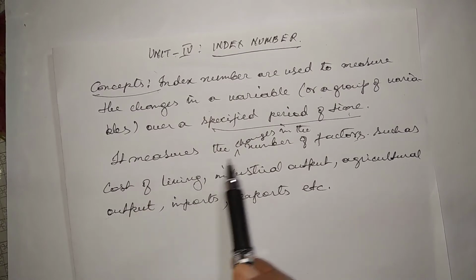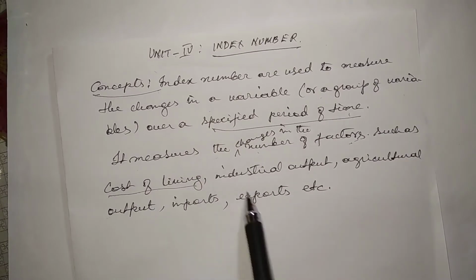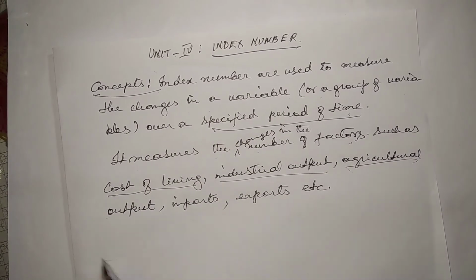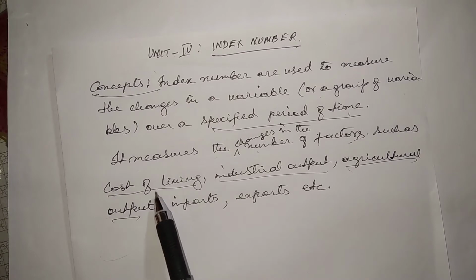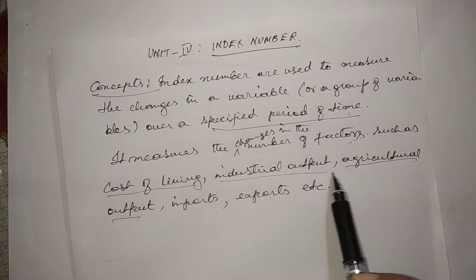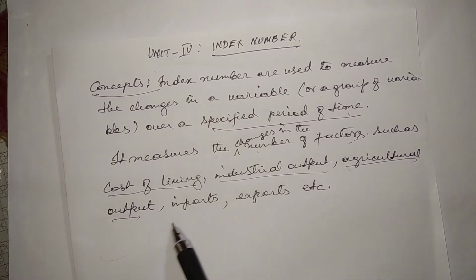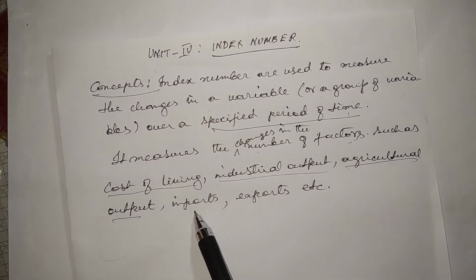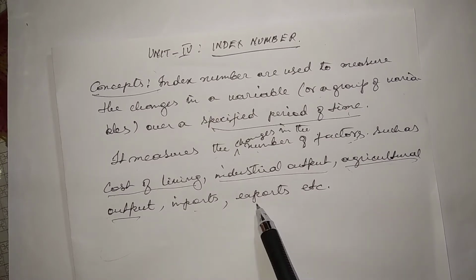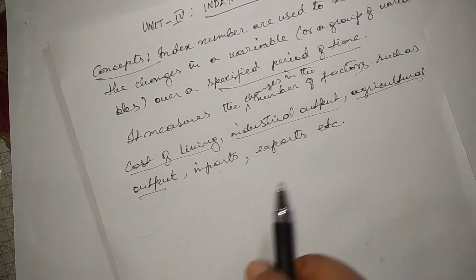It also measures the changes in a number of factors. What are those factors? Such as cost of living, industrial output, agricultural output. That means the change in the cost of living, that is, the expenditure of an individual for his living, and then the change in industrial output, how much it has increased or how much it has decreased. Agricultural output, same thing, and the change in imports as well. Okay, that means it measures the changes in the economy.